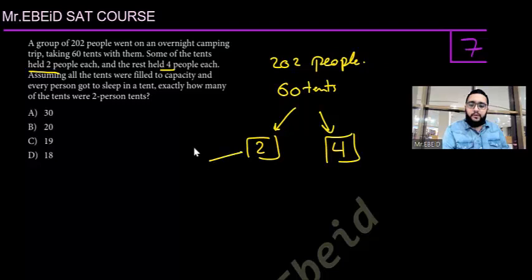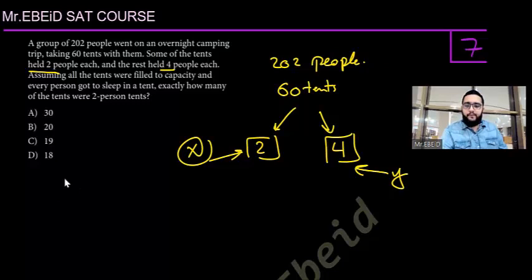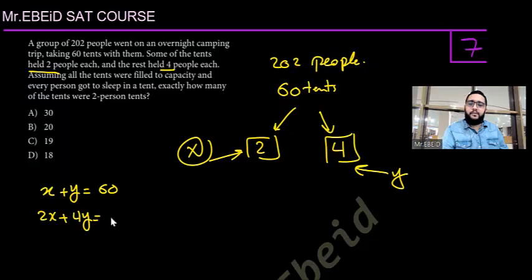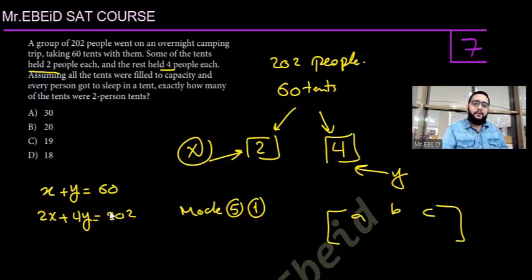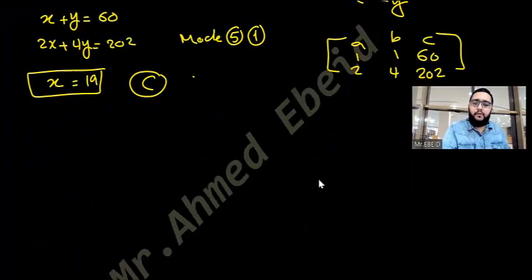This one will be x, and this one will be y. So we will write two equations. The first one, for the number of tents, is x plus y equals 60. For the people, it will be 2x plus 4y equals 202. Using calculator mode 5-1, we enter the coefficients: 1, 1, 60, then 2, 4, 202, so x equals 19. Moving to the next question.